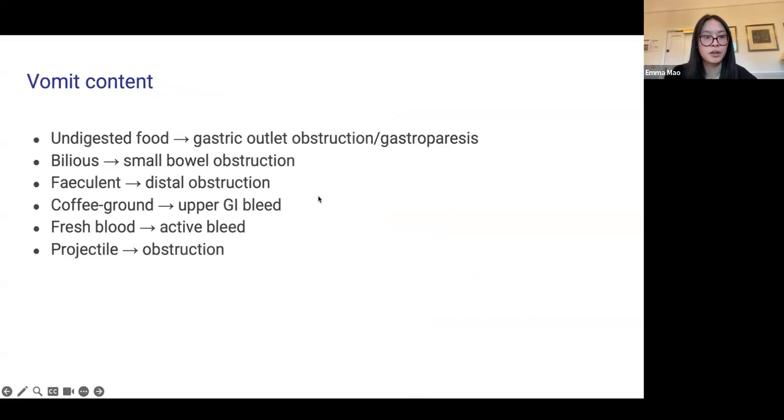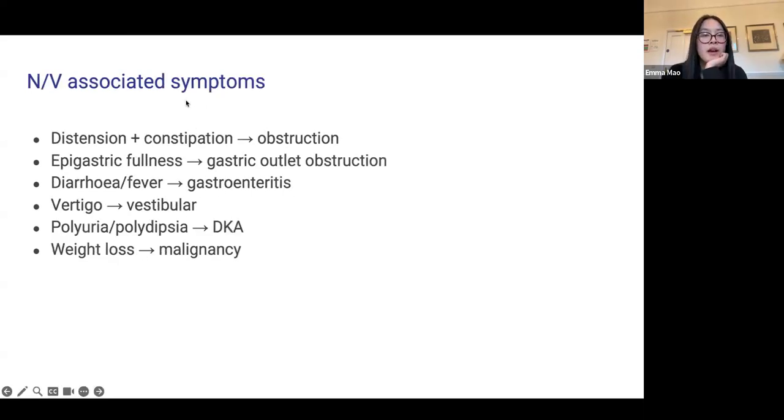Here's the slide on vomit content and what it might suggest. As well, projectile vomiting might suggest an obstruction too. And then how they are added together.